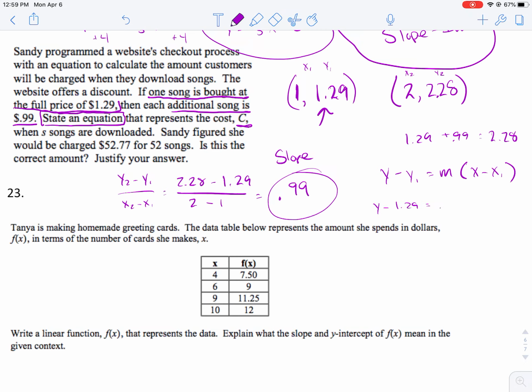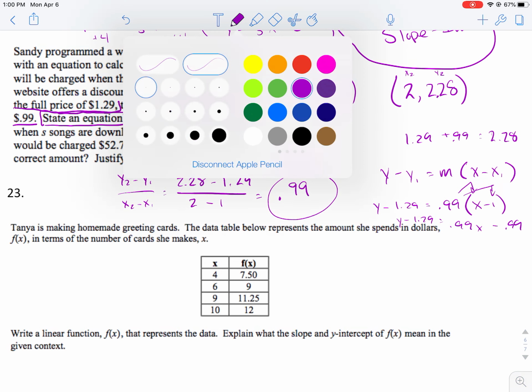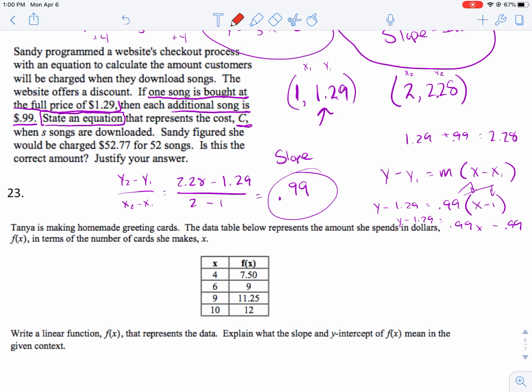this equation right here, which again is the point slope formula, except all we need is one set of points. So in this case, I'm going to choose this one. So I'm going to go y minus $1.29 is equal to 0.99 times x minus 1. Okay, when you distribute that in there, you get y minus $1.29 is equal to 0.99x minus 0.99.